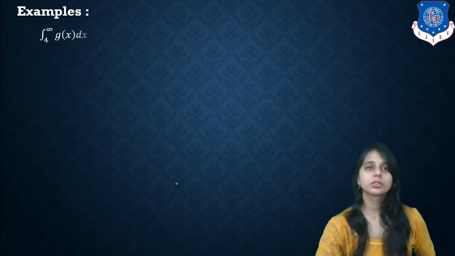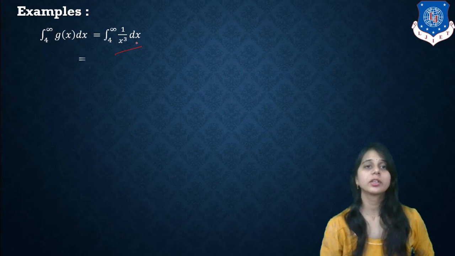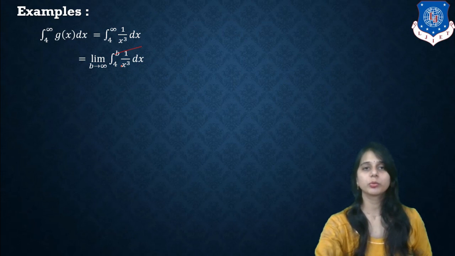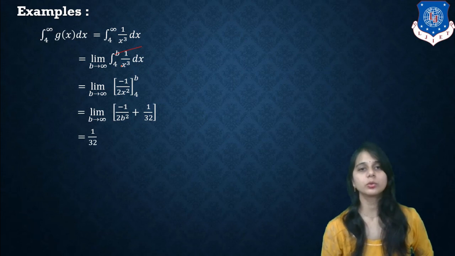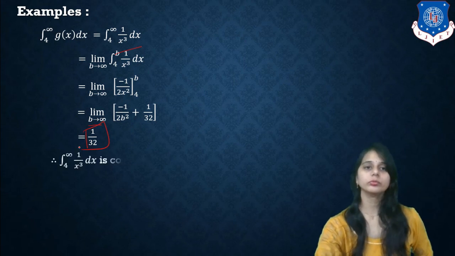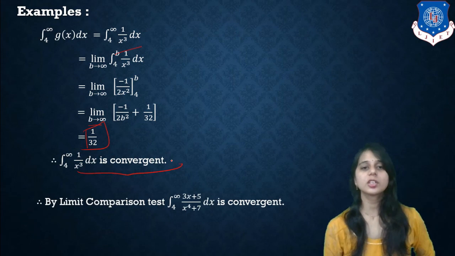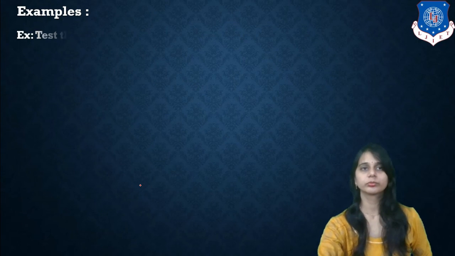By the comparison test, we consider integration 4 to infinity of g of x dx, that is 4 to infinity 1 upon x cube dx, using limit b tends to infinity of the integral from 4 to b of 1 upon x cube dx. Putting in the limits b and 4, we get minus 1 upon 2b square plus 1 by 32. Applying b tends to infinity, we get 1 by 32. So this integral is convergent. If this integral is convergent, then by the limit comparison test, the given integral is convergent.